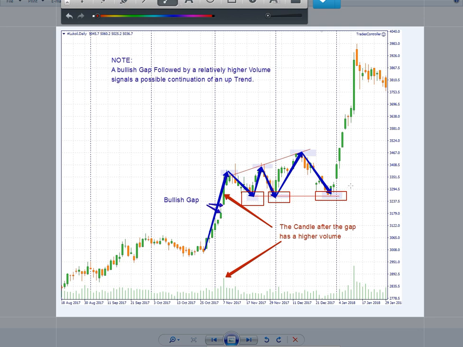So I think that should bring us to the end of today's overview. We've looked intensely at what gaps mean. If there's anything I've not looked at now, I'm going to look at it the next time we meet.